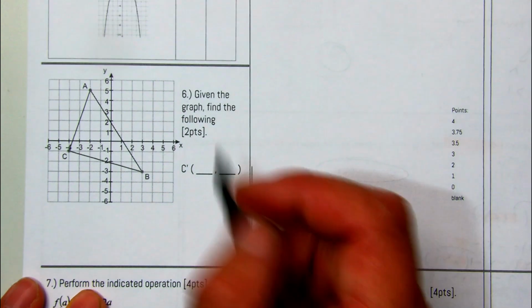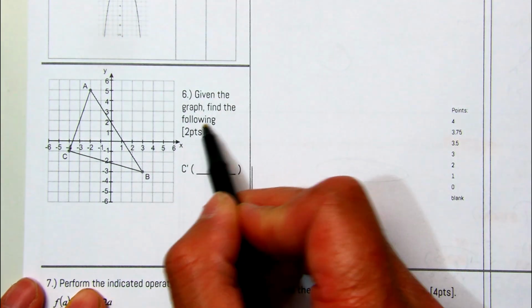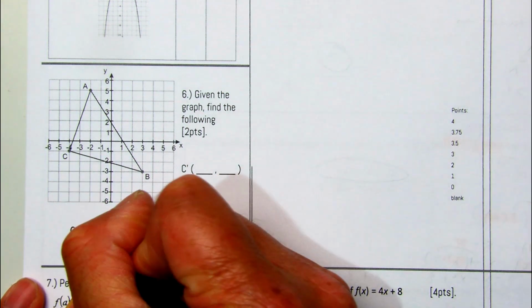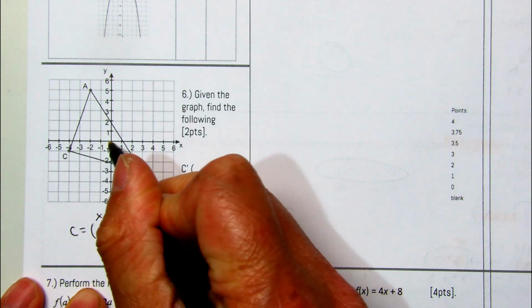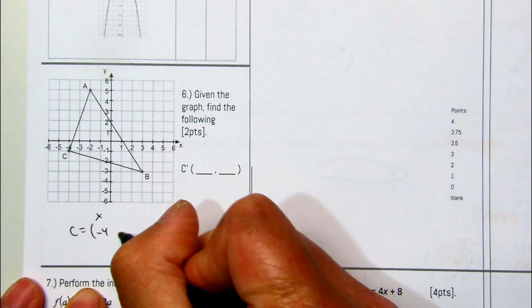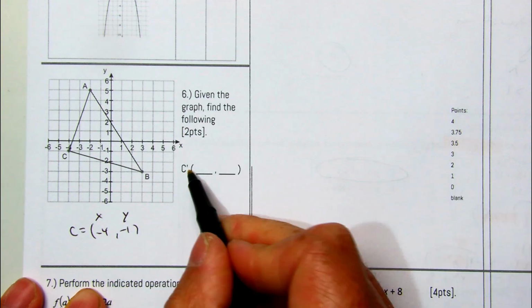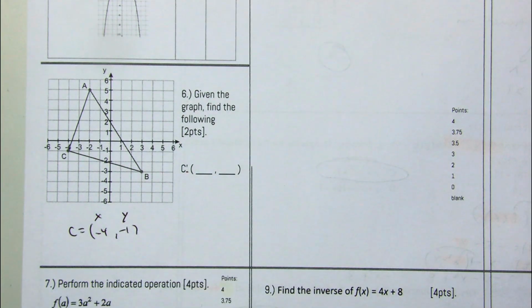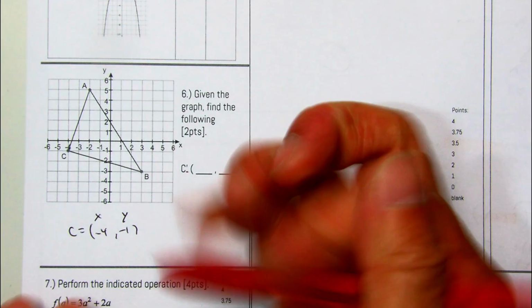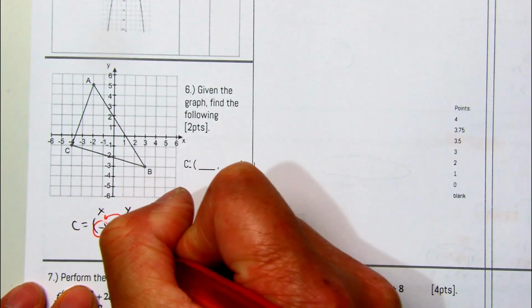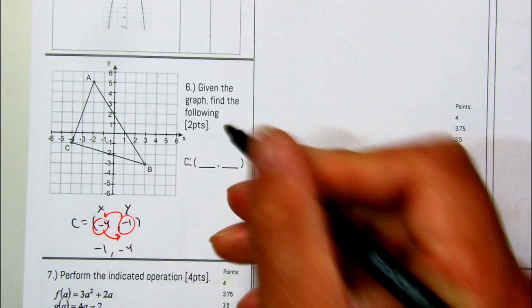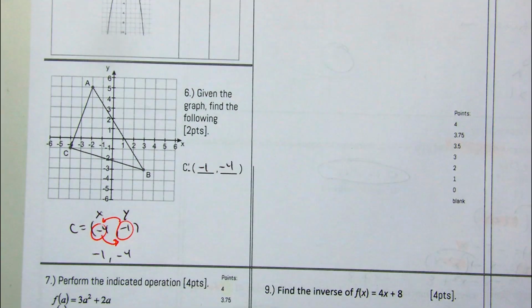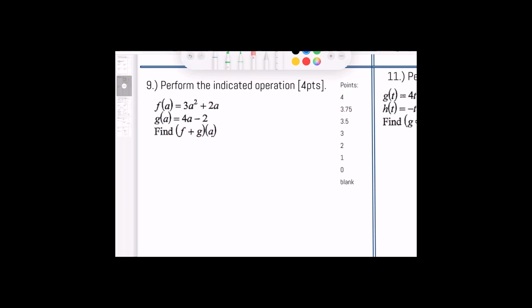Okay, question number 6. Given the graph, find the following. C prime. Well, C has the ordered pair negative 4 on the x values, and then going down, that'll be negative 1. Prime means to just switch it. So let's go ahead and switch it. So now I have negative 1 comma negative 4. And that's my answer.